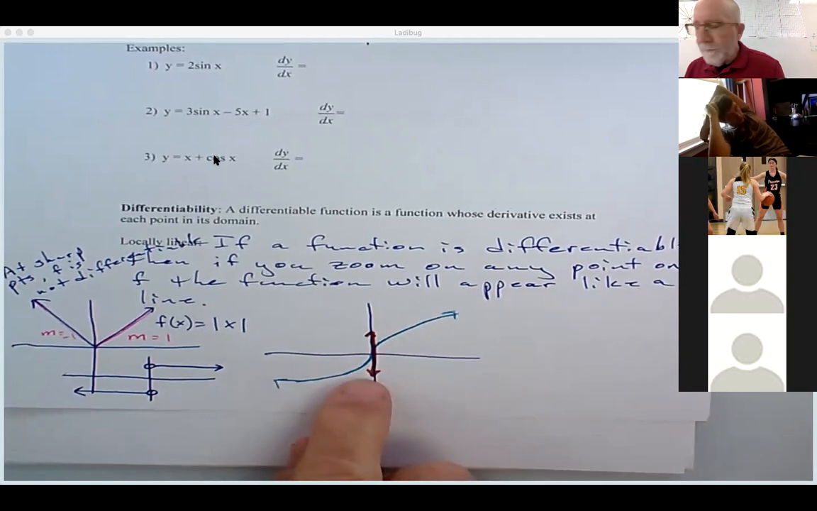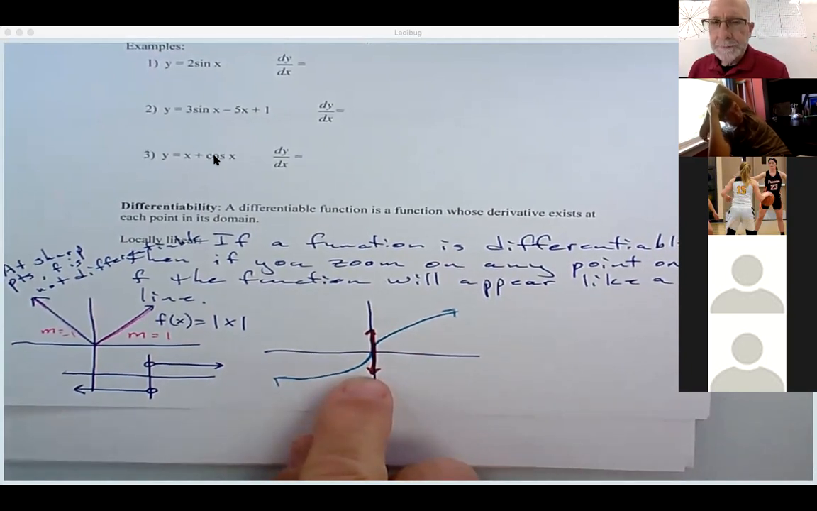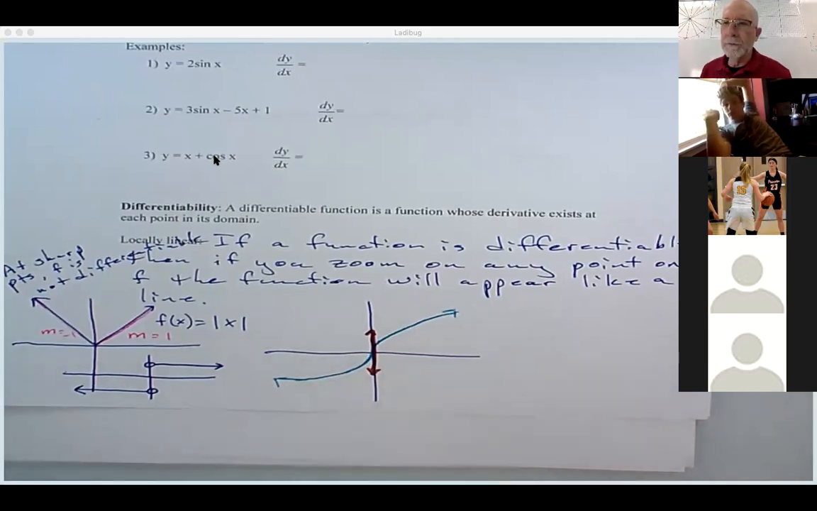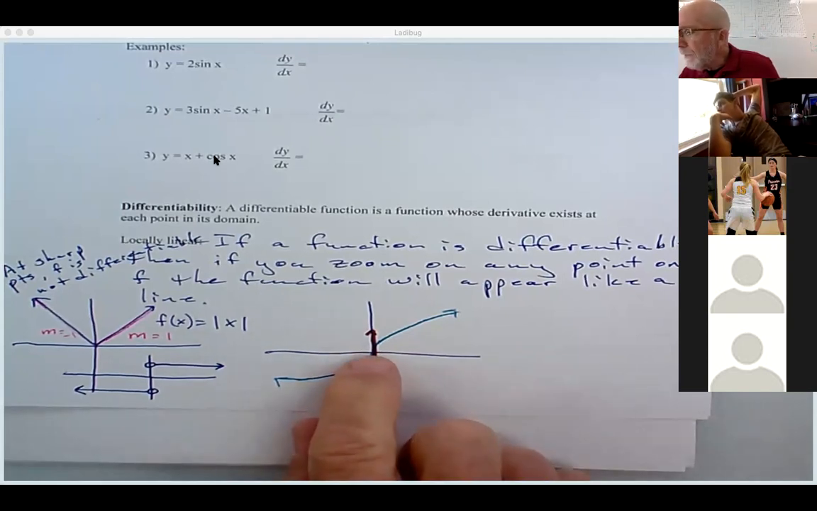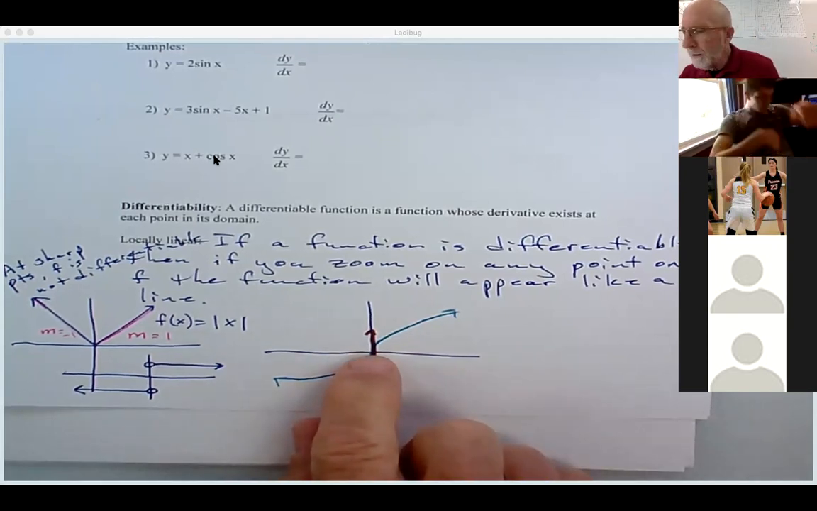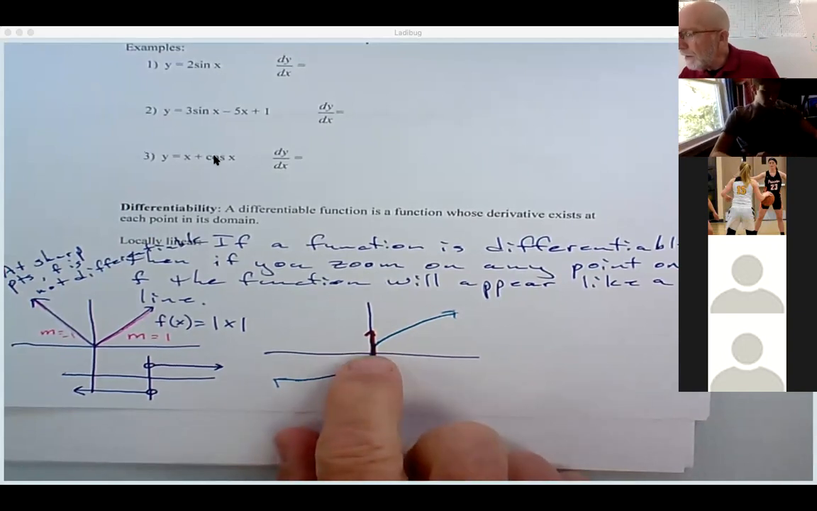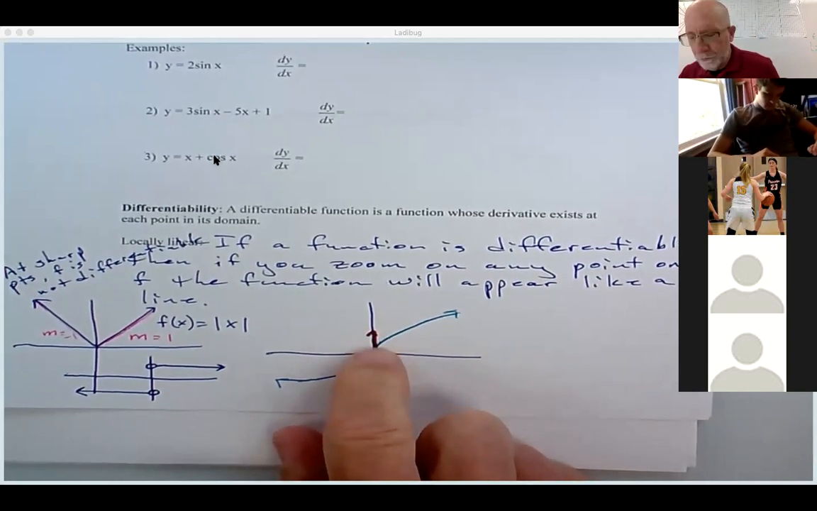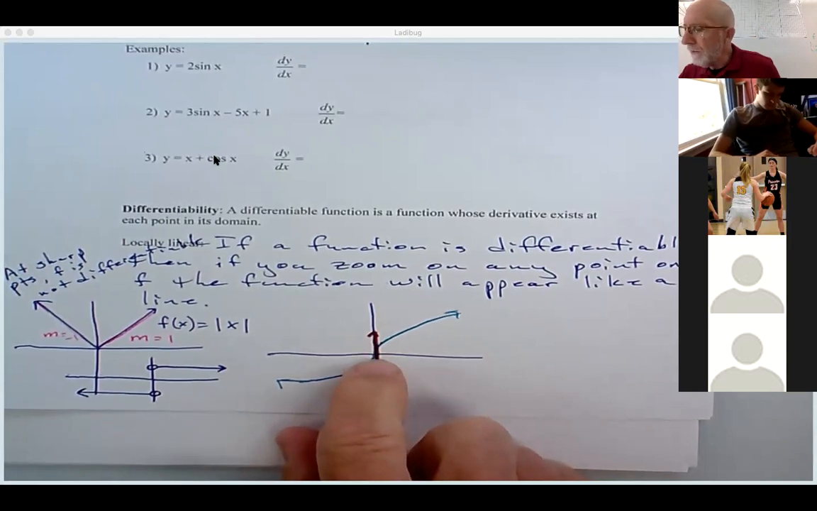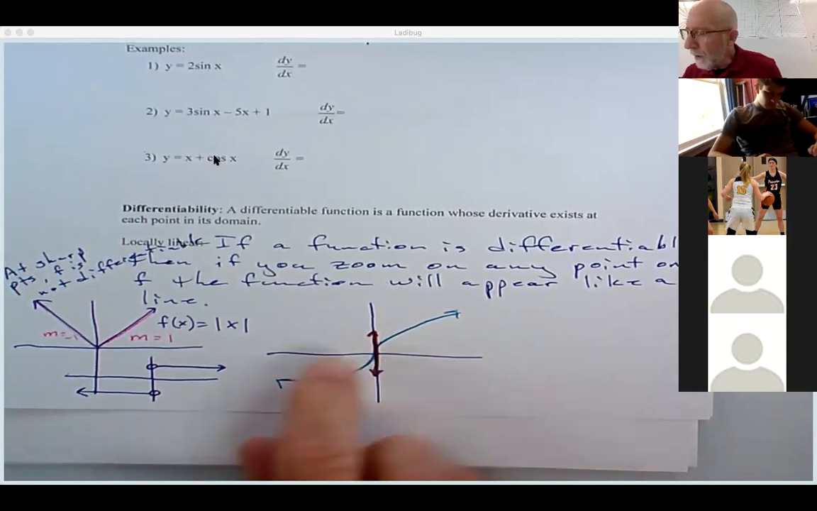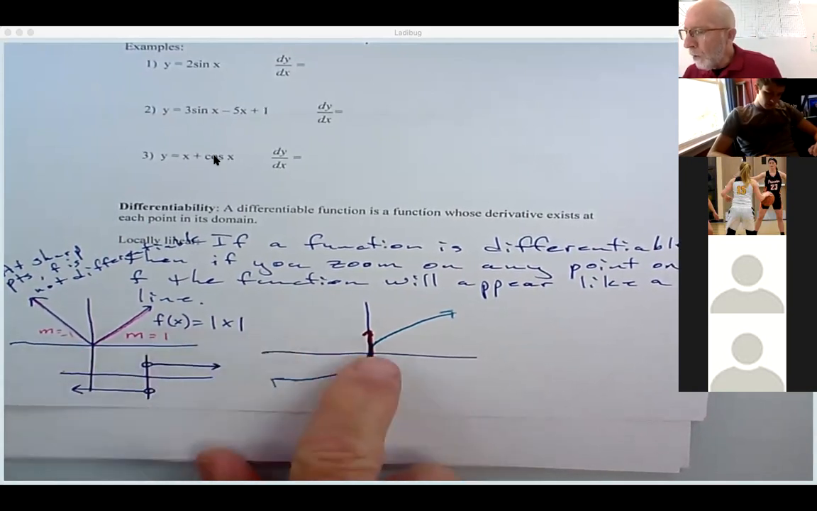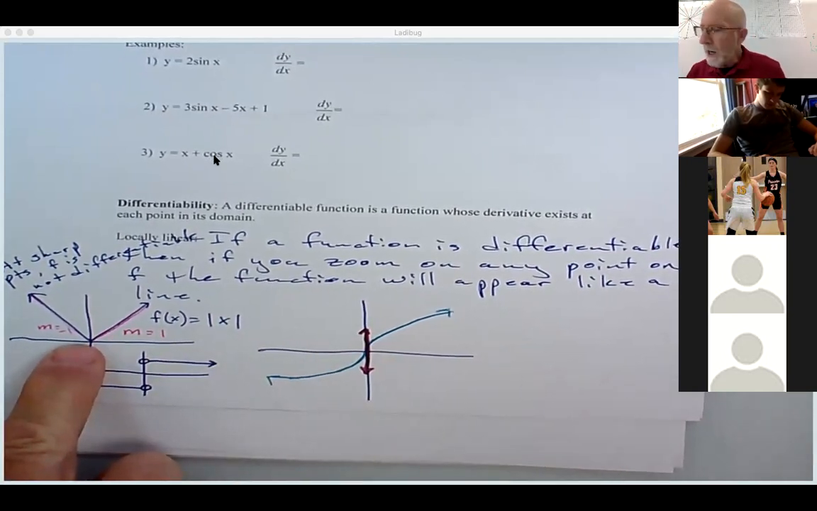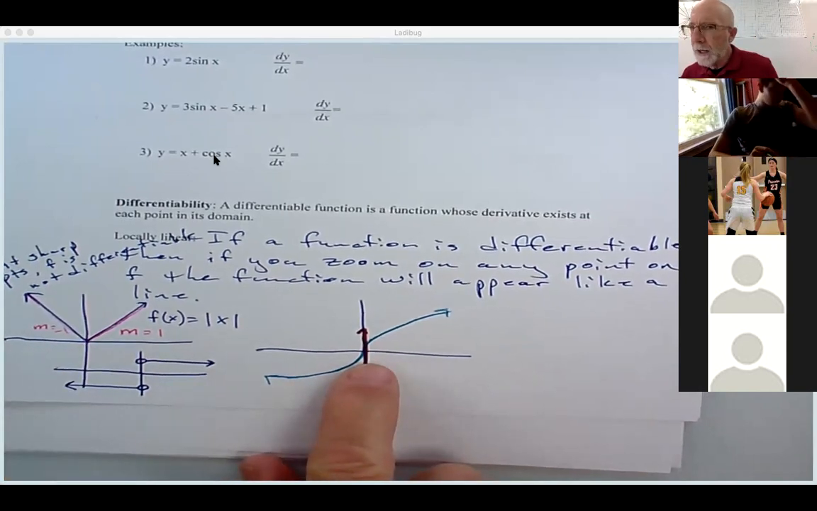What is the slope of this tangent line, Ella? Zero? No, a horizontal line is zero. What do we say for a vertical line? Undefined. So the slope of this tangent line is undefined. So at 0, 0 here, because it has a vertical line that passes through it, it is also not differentiable at zero. So here are two different graphs, one that has a sharp point and one that has a vertical tangent line.